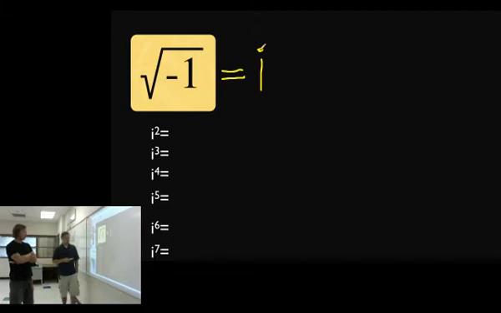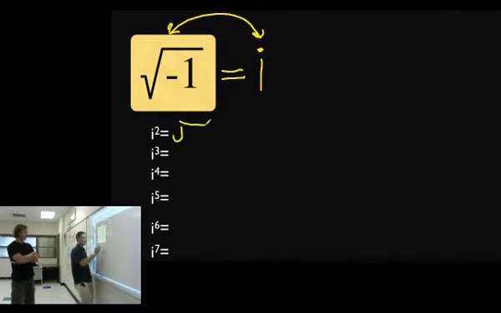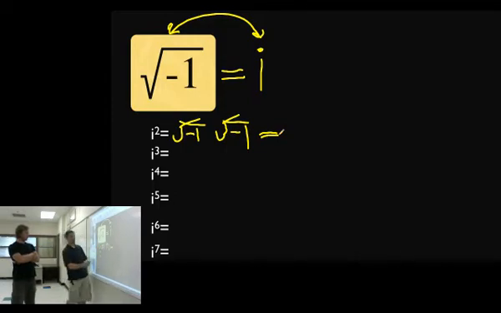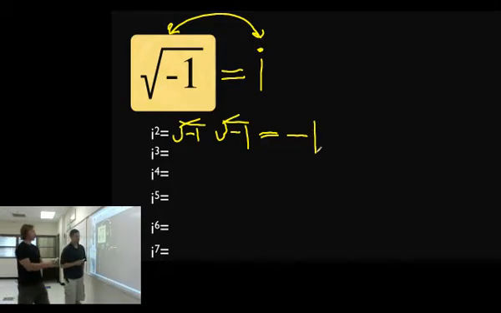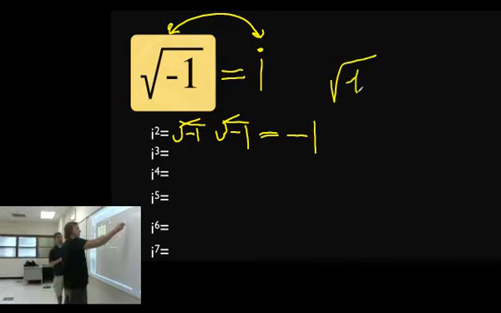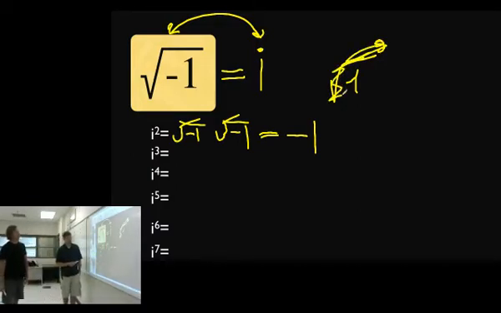Okay, i for imaginary. i squared then is going to be, well, these things are equal, right? They're kind of interchangeable. So i squared is the square root of -1 times the square root of -1. These cancel out, and I'm left with -1. You might want to think about it this way: you say the square root of -1, squared. These two cancel each other out, and you're left with -1. Does that work? Yep. Okay.